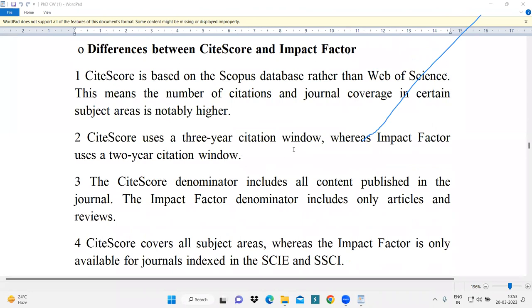Cite score uses a 3 year citation window, whereas impact factor uses a 2 year citation window. In the last 2 years, how many articles have been cited, that will be calculated in impact factor. But in cite score, for the last 3 years, how many citations divided by the research publications is the cite score. The cite score denominator includes all content published in the journal. And the impact factor denominator, articles.